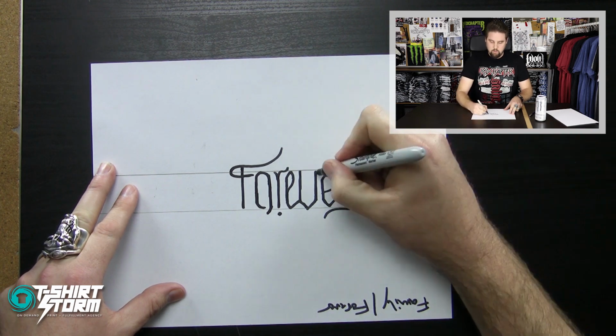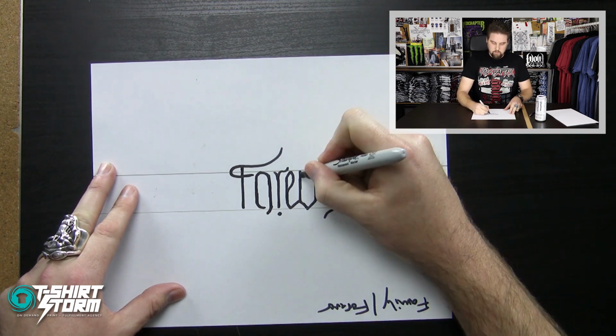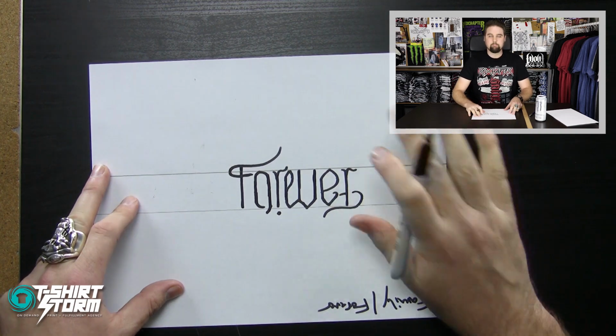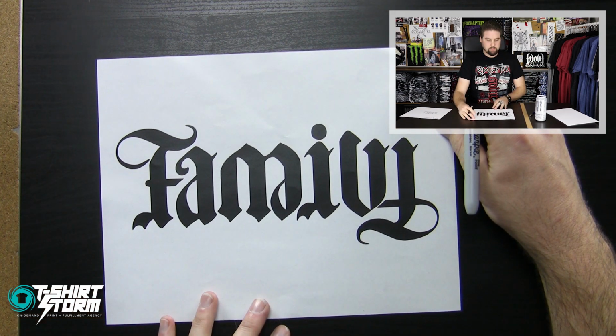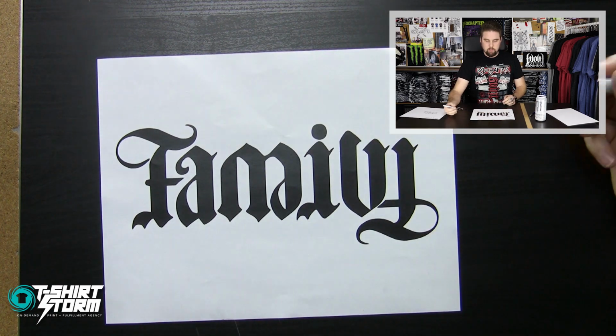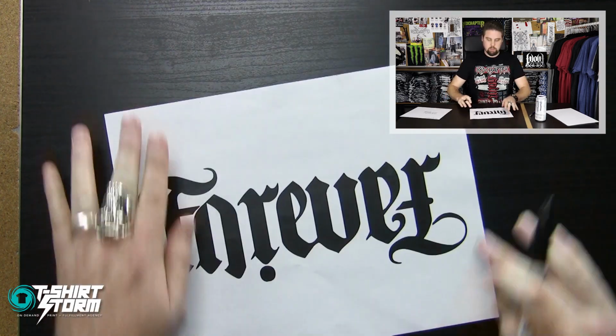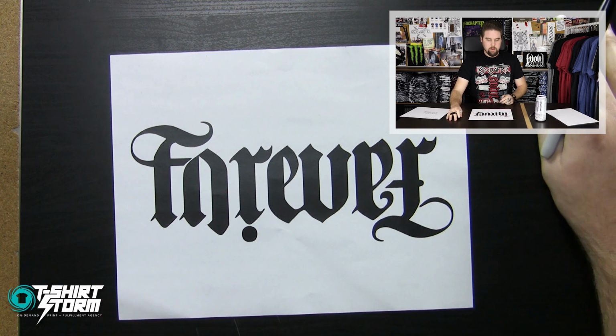I'm going to step aside really quick, and I'm going to grab the finished filled in version so that I can show that one to you as well. All right, so there you have it. Right here now is the finished fleshed out design. This is family that way. And then it says forever the other way, and it's in this very cool black lettering style.